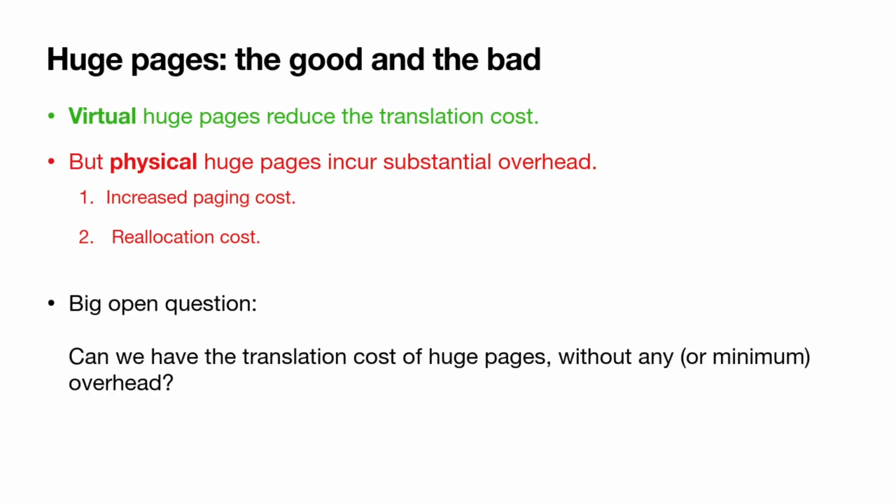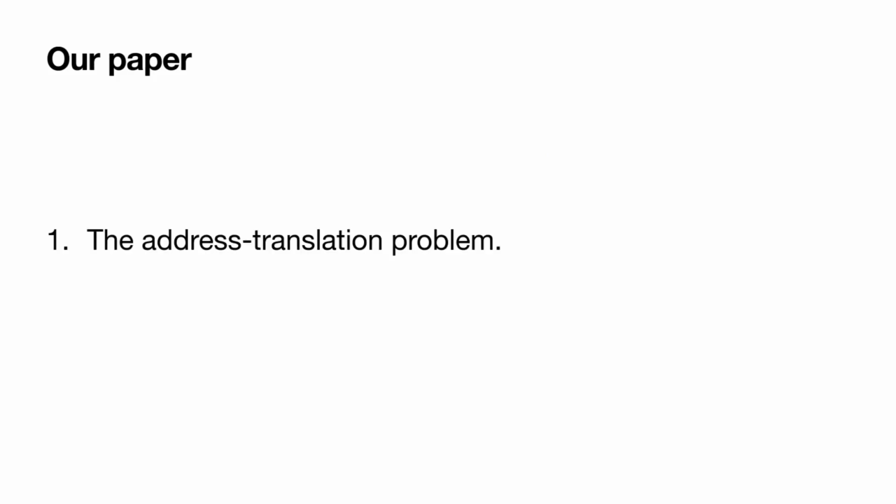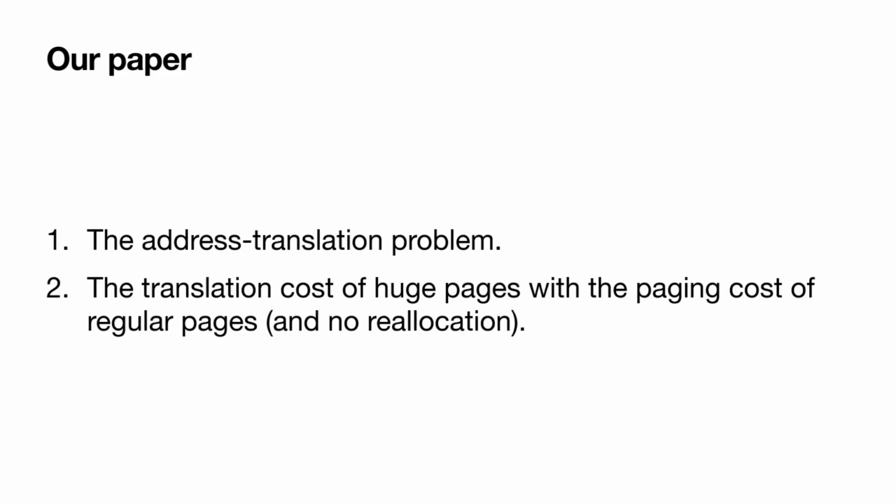So a big open question is, can we have the translation cost of huge pages without any or minimum overhead? In other words, can we have the good things of huge pages without all the bad things? In our paper, we accomplished two things. First, we formally defined the address translation problem, and then we answered this open question by showing that we can get the translation cost of huge pages with the paging cost of regular pages and performing no reallocation at all.